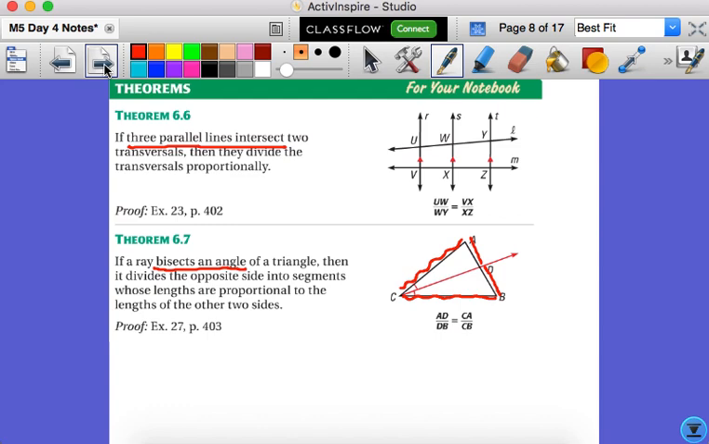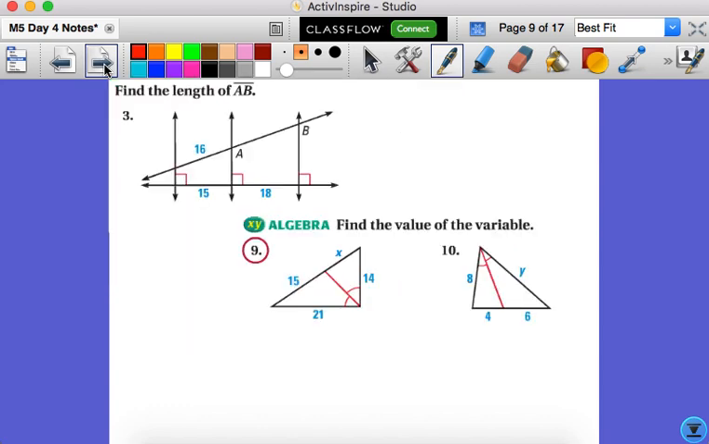So we want to find the length of AB. So I'm going to put an x value here. Notice we've got our 3 parallel lines, so those are going to divide that figure proportionally. So I can say 16 over 15 equals x over 18. I could have also said 16 over x equals 15 over 18. I just want to be consistent in how I form that between the two ratios.